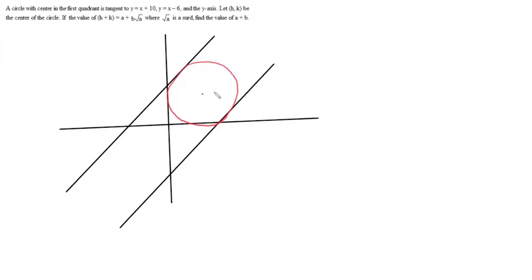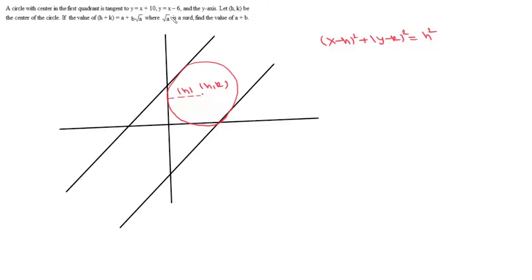Now suppose center of this circle be h, k. Now we know that since this circle touches y-axis, its radius will be equal to modulus value of its x coordinate. So equation of this circle will be x minus h whole square plus y minus k whole square, and it will be equal to h square.